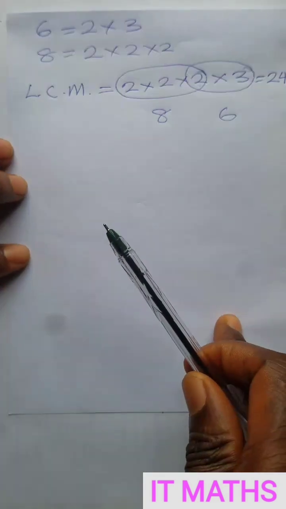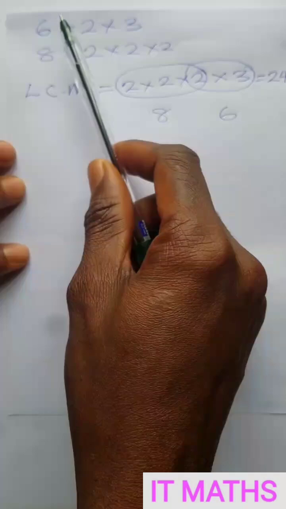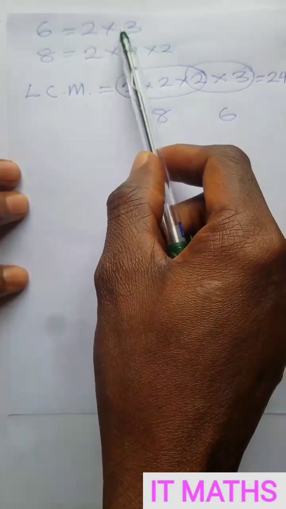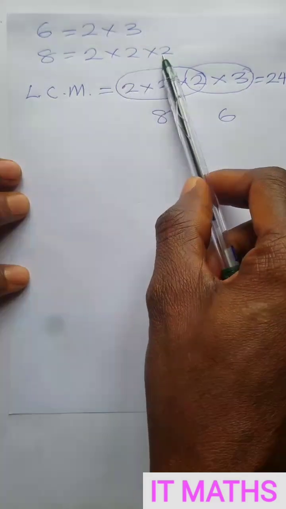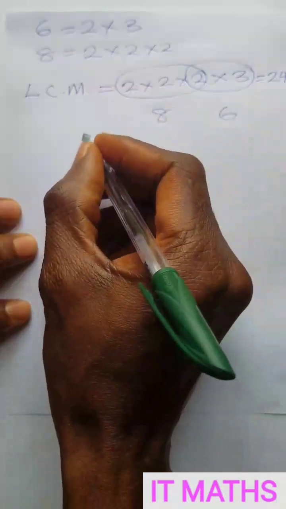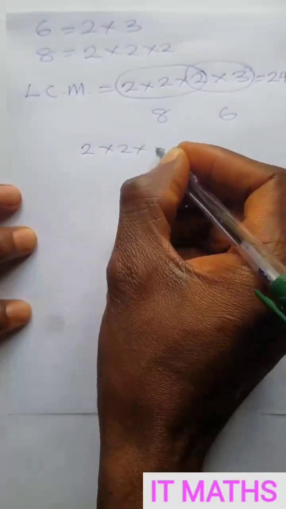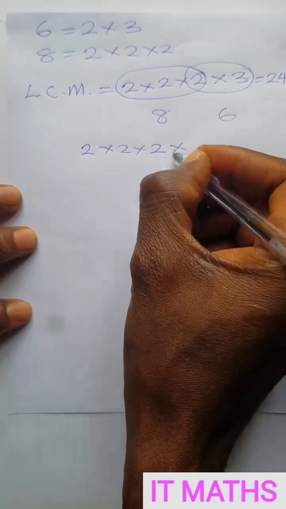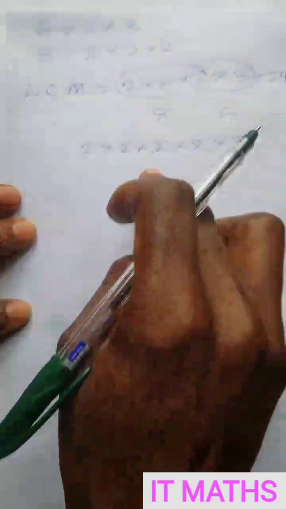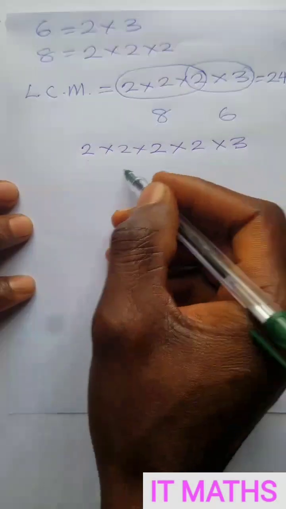Now let's do a recap. Finding the lowest common multiple of 6 and 8. Break 6 down into a product of its prime numbers. Do the same for 8. And then when you are done, don't just bring 8 and 6 side by side by saying 2 times 2 times 2 for 8 and 2 times 3 for 6. Now, what's this? This is 8 times 6. What's 8 times 6?